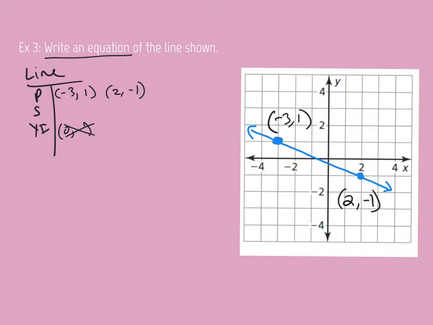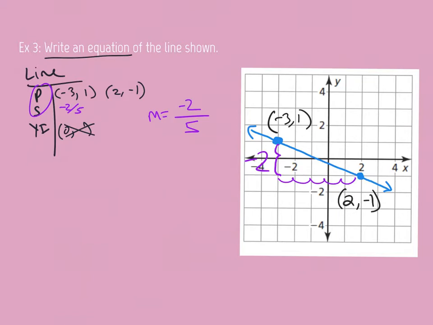I can go from one point to the other by thinking about rise over run. So I would go down 2 is my rise. So m equals negative 2 over, and then my run would be 1, 2, 3, 4, 5. Negative 2/5. Now I've got points and slope.